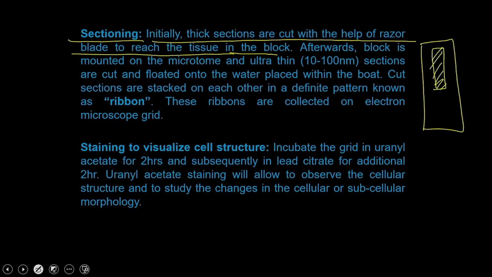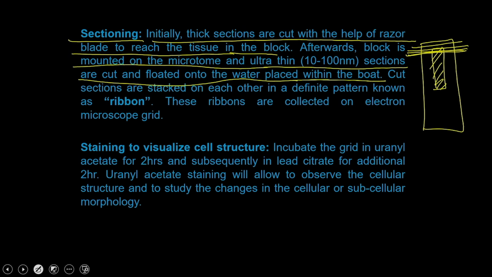What you are going to do is initially use a razor to cut the sample in thick sections, like 10 micron or 1 micron sections. When you cut the 1 micron sections, you are going to reach this particular tissue. Once you reach the tissue, the block is mounted onto a microtome, and ultrathin sections are cut and floated onto water placed in a boat, and the cut sections are stacked onto each other in a definite pattern known as the ribbon.